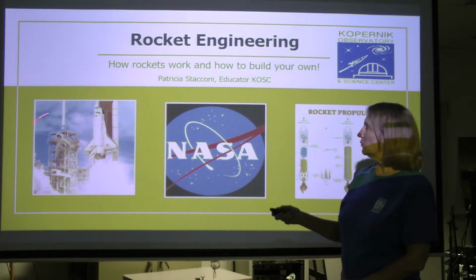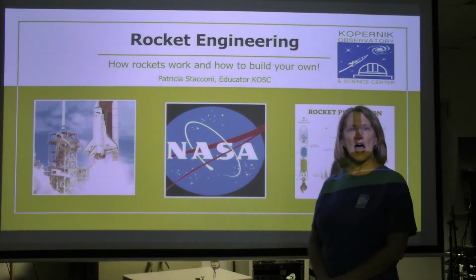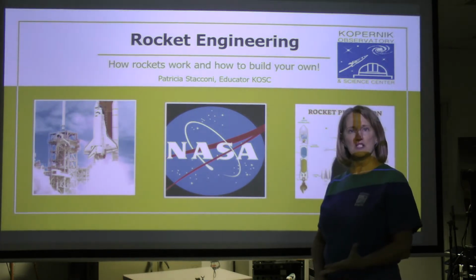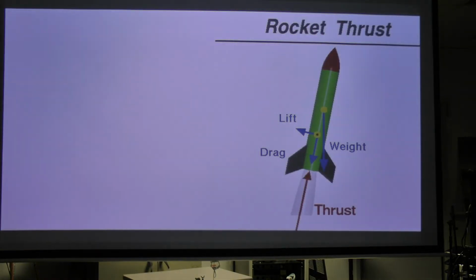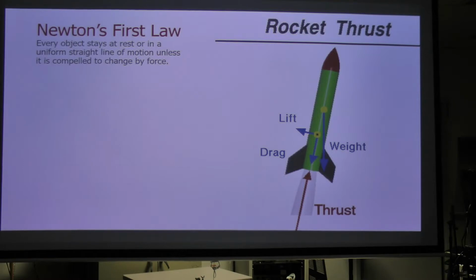If you've ever seen a rocket launch, you know it takes a lot of energy, a lot of force to get that rocket off the launch pad. The amount of thrust determines how far and how fast a rocket can go. That would be with Newton's first law that says that every object stays at rest or travels in a straight uniform line of motion unless it is compelled to change by force.